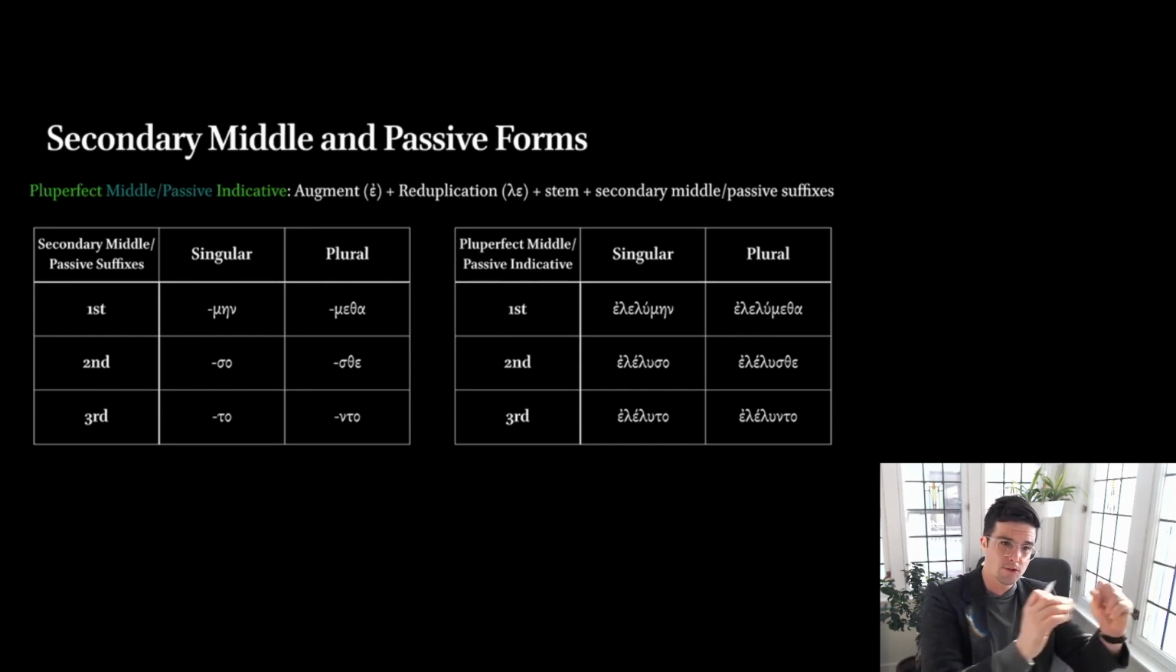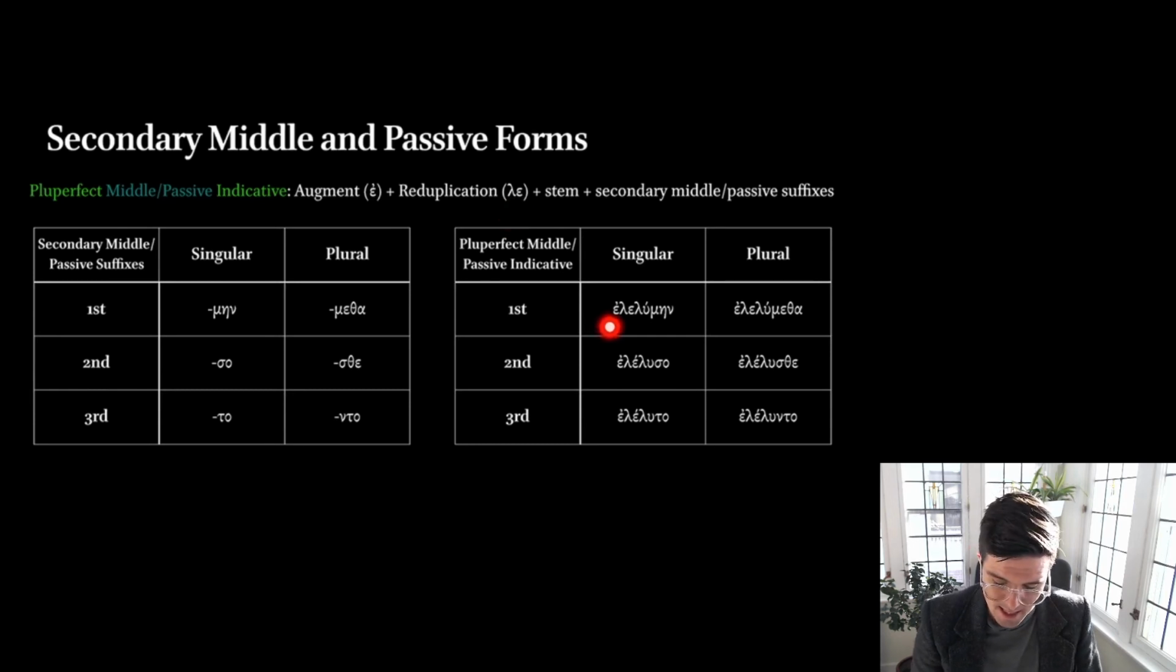So it sort of throws the perfect back one step further. So in a way, the pluperfect is a past time verb, which is why it gets the augment, but it's also a perfect insofar as it indicates that the action had continuous results. So it's going to get the reduplication.